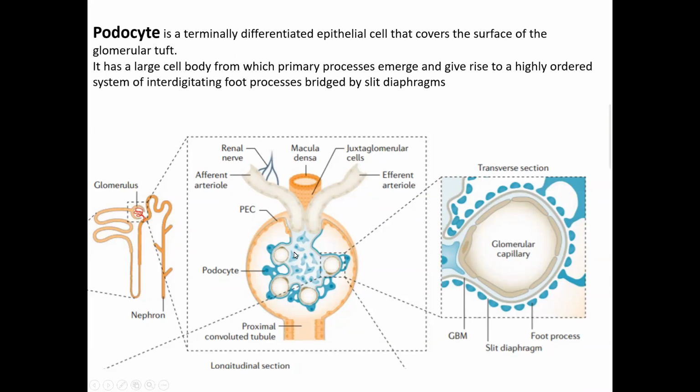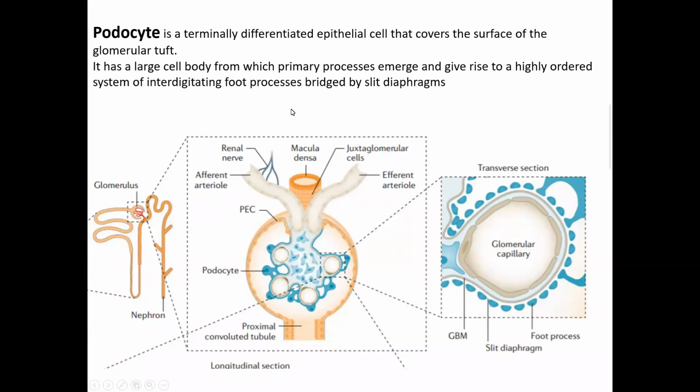One should know that the podocyte is a terminally differentiated epithelial cell. What do we mean by terminally differentiated epithelial cells? In normal conditions, it lacks proliferative capacity. It is already completely differentiated. It covers the surface of the glomerular tuft. It has a large cell body from which primary processes emerge and give rise to a highly ordered system of interdigitating foot processes bridged by the slit diaphragm.